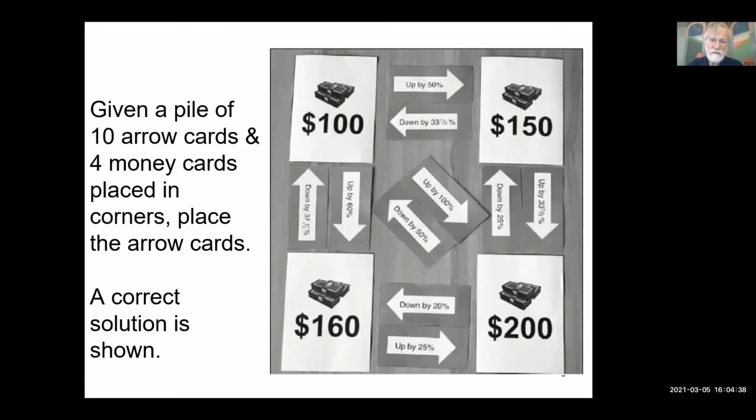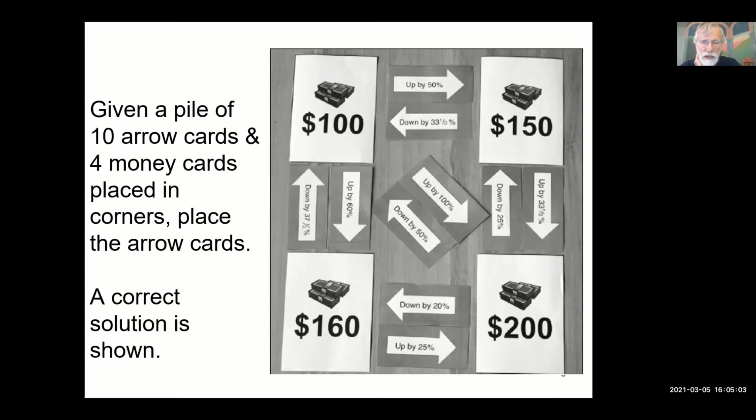So what is this activity? I'll show you. There's a pile of cards that students have, which include 10 arrow cards and 4 money cards. The teacher shows them how to put the money cards in the corner, and then explains that they need to put the arrow cards that have either up by something or another percent or down by something and another percent, such that they indicate the relationship between the pieces of the money cards.